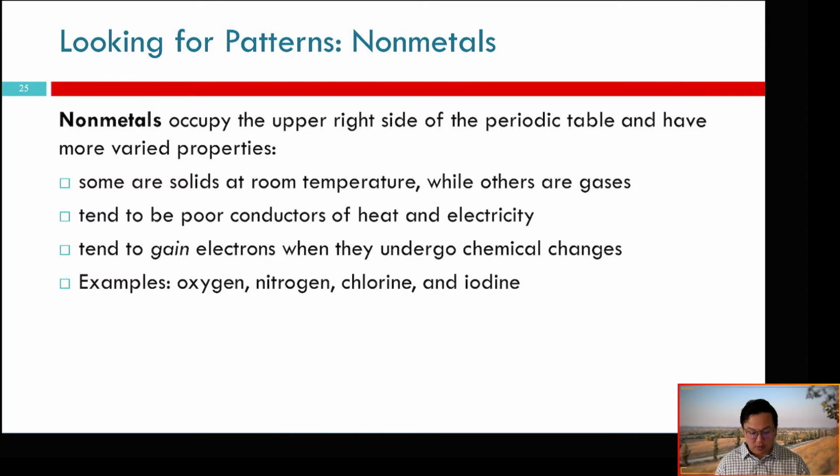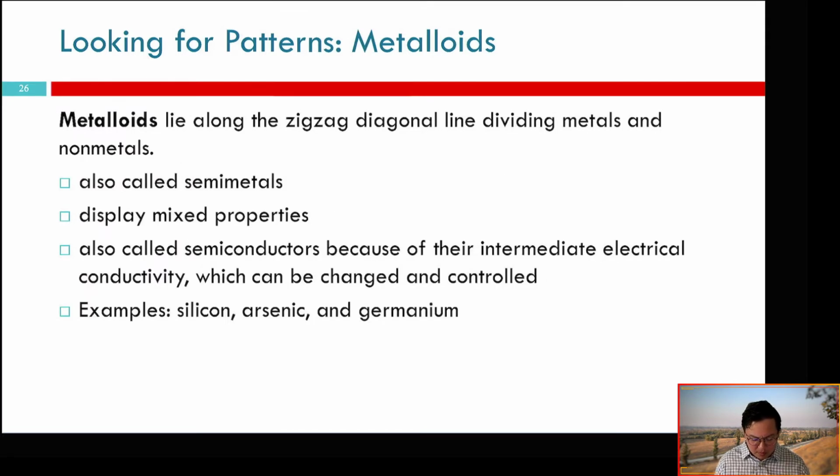But oxygen, nitrogen, chlorine, those being common as well. The metalloids are a strange group that occur along that zigzag diagonal line. I think they were purple. The metalloids then, it's a transition zone. I won't say that because we have transition metals too. But the metalloids are sort of a hybrid between metals and nonmetals.